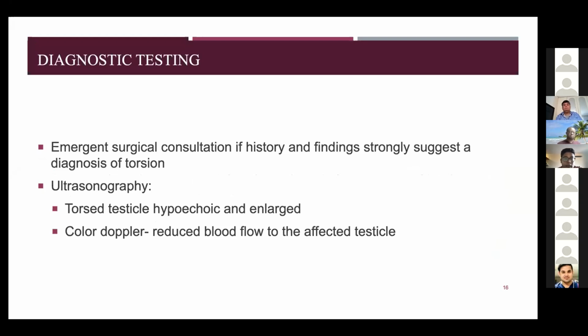The management of torsion of the testis is time critical, and emergent surgical consultation should always be done as soon as history and findings strongly suggest a diagnosis of torsion. No radiological imaging or any test should delay this referral. Ultrasonography, if done, may show a torted testicle to be hypoechoic and enlarged. A color Doppler of the testes usually shows reduced blood flow to the affected side. Urine analysis may sometimes show pyuria, but it is not always present.